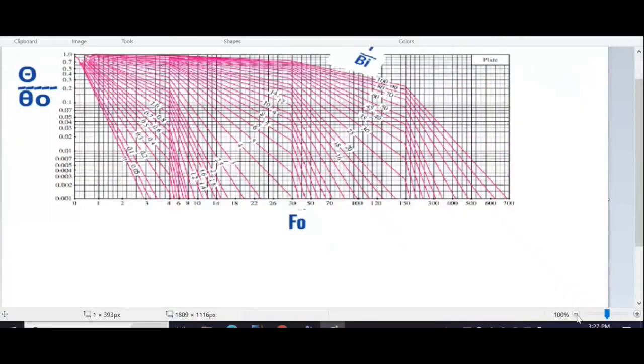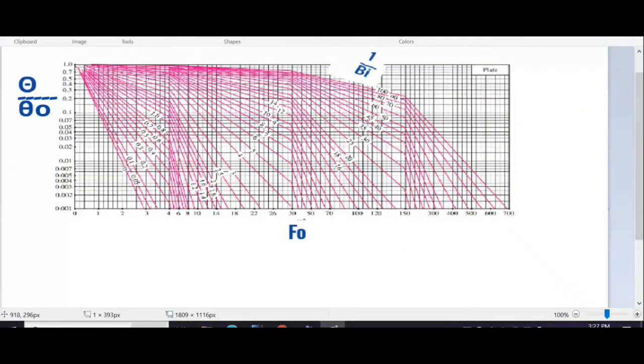In this Heisler chart, we have these inclined lines for 1 upon Bi. And from the problem, we have the 1 upon Bi value as 4.76. If we observe these numbers, here is number 4 and here is number 5. So this 4.76 line is in between 4 and 5.